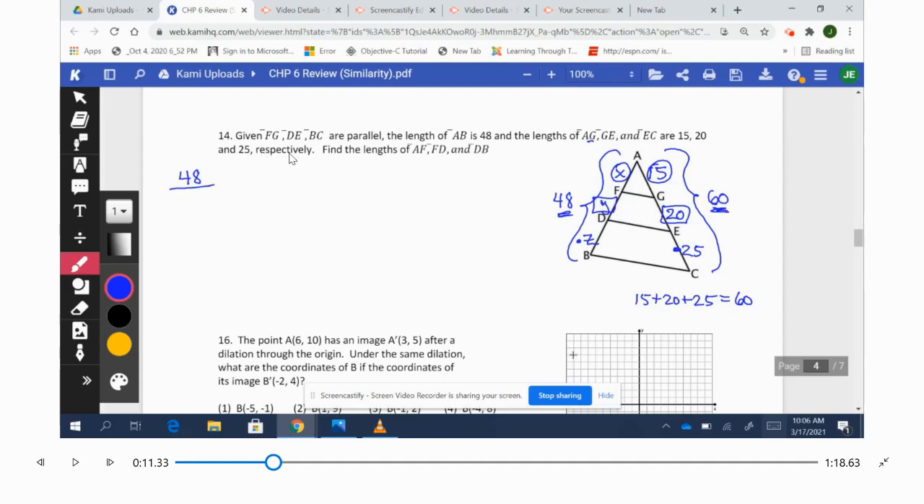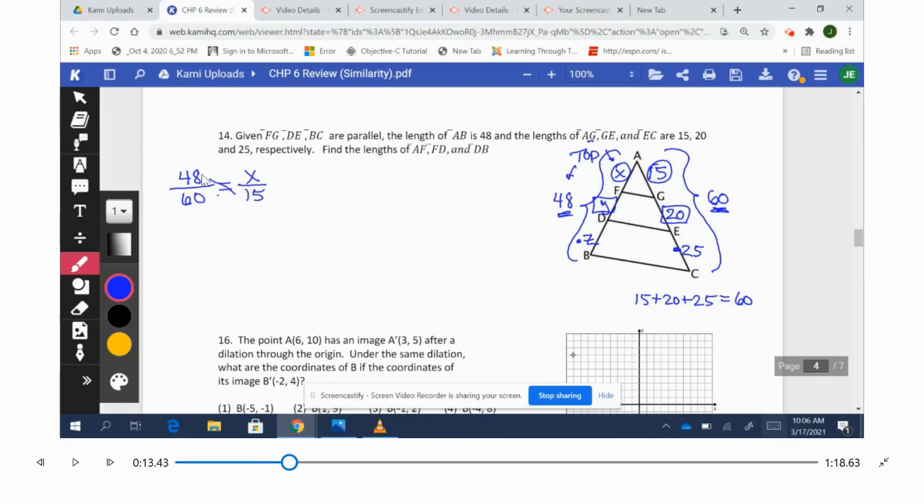Now, when they say "respectively," what it means is in that order. So 15 goes with AG, 20 goes with GE, and 25 goes with EC. So that's what respectively means, in that order. All right, so now I'm going to set up my proportions.